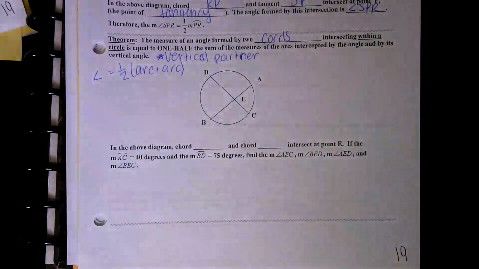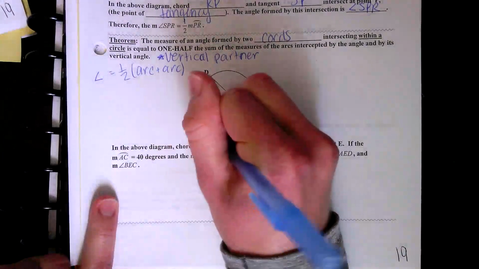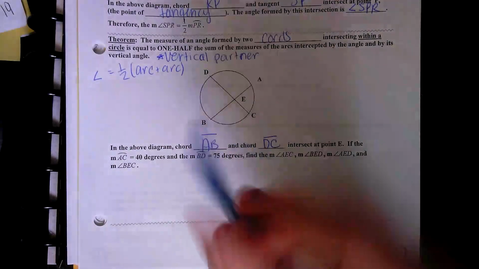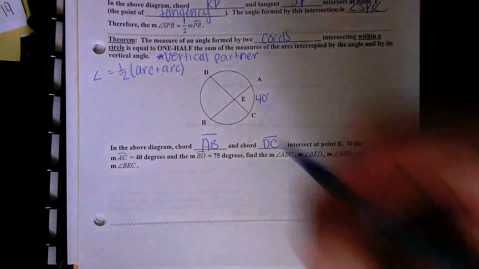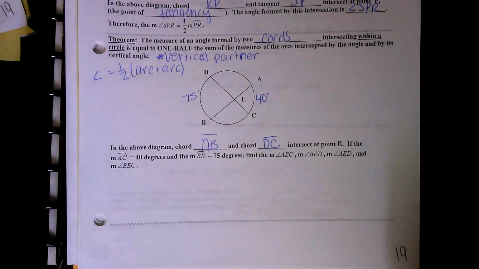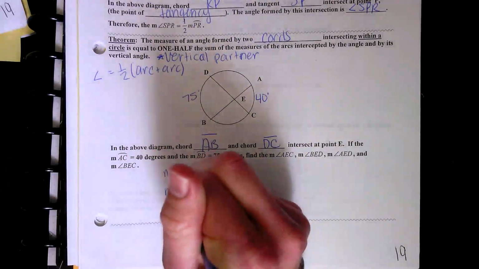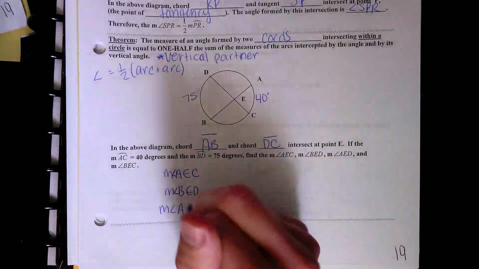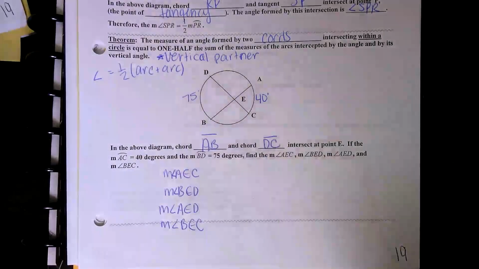Say for example we have chord AB and chord DC, and they intersect at point E. Now if arc AC is 40 degrees, and the measure of arc BD is 75 degrees, then we want to find the measure of AEC, the measure of BED, the measure of AED, and the measure of BEC.